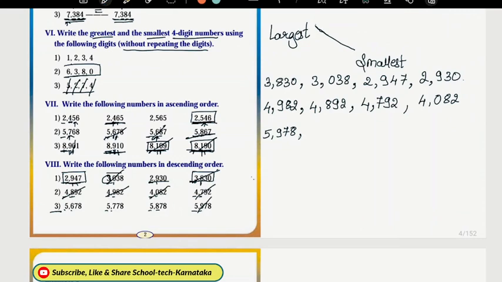5978. From the remaining 3, the greatest is this number with 8, 5878. From the remaining 2, here we have 6 and here we have 7. This is the greatest, 5778. And finally the smallest number, 5678. So this is how we write the ascending and descending numbers.